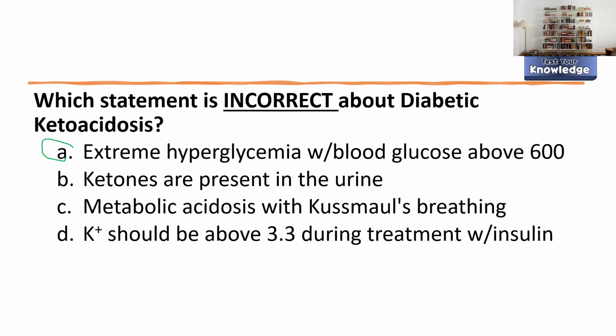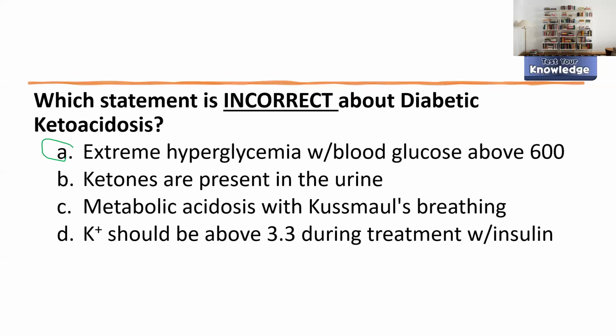Well, this is a correct statement about diabetic ketoacidosis. You remember that ketonuria and ketonemia are present in DKA. The other thing is that metabolic acidosis with Kussmaul's breathing, that's also a correct statement because as a compensatory mechanism, the patient will try to blow off excess acid through the respiratory system. And letter D, potassium should be above 3.3 during treatment with insulin. We emphasize this. So it's most likely that letter A, therefore, is the correct answer.